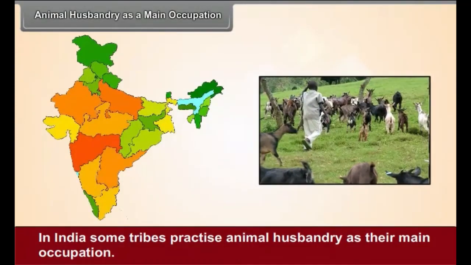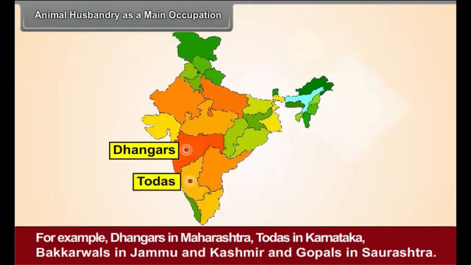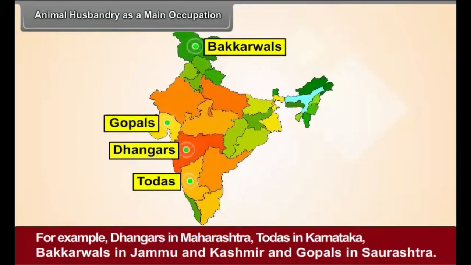Animal husbandry as a main occupation. In India, some tribes practice animal husbandry as their main occupation. For example, Dhangars in Maharashtra, Todas in Karnataka, Bakkarwals in Jammu and Kashmir, and Gopals in Saurashtra.